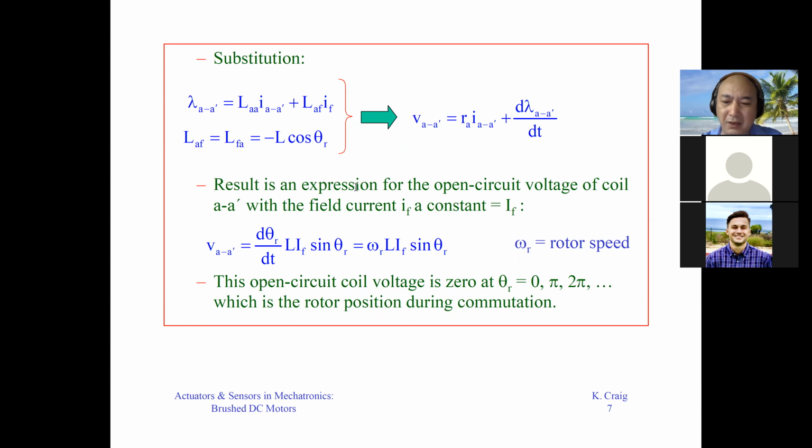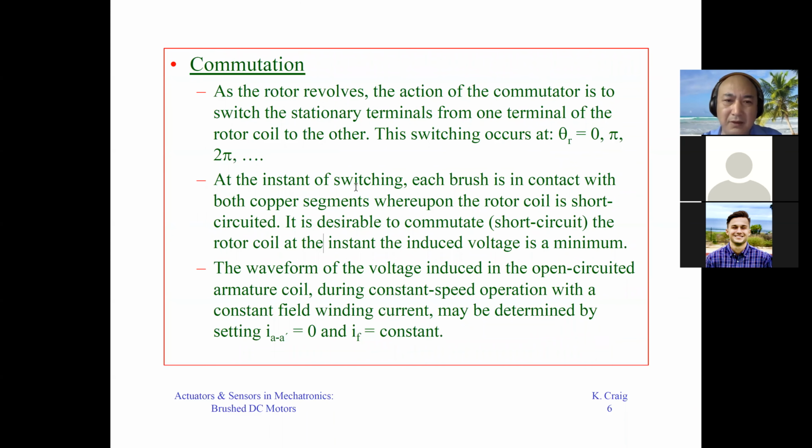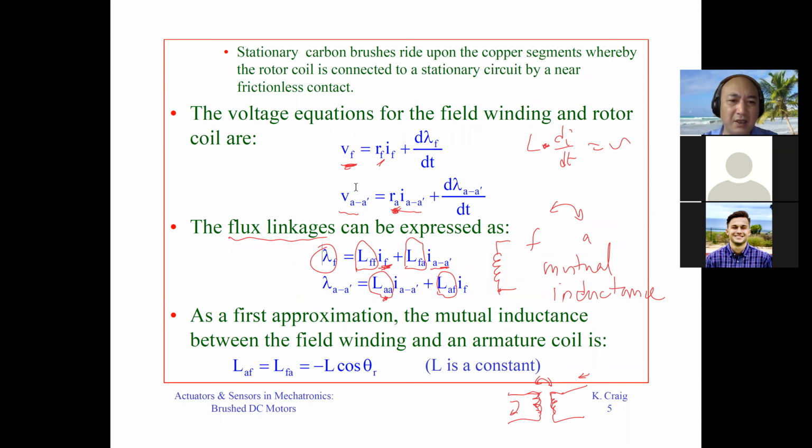So there's a commutator, okay. This is called a first order approximation, saying that this is a mutual inductance, they are the same, okay? There's a constant between the angle you move, okay? The angle you move.